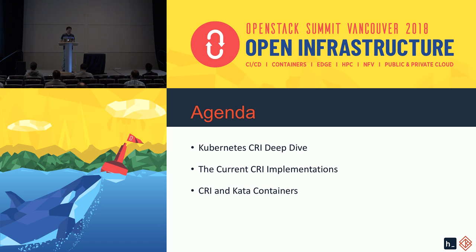The first part is about the Kubernetes CRI. It's about two years of effort in the Kubernetes community, and especially in the Node team. Then I will introduce the current CRI implementations. And the important part is I will introduce how Kata Containers work with the CRI.